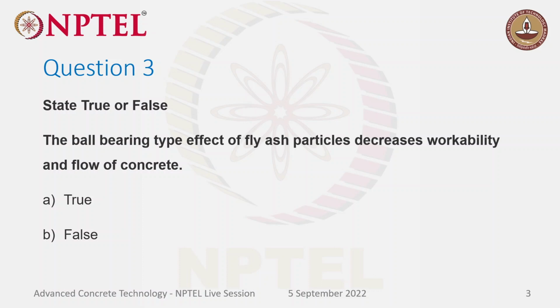So the next question is, the ball bearing type effect of fly ash particles decreases workability and flow of concrete. Here they're saying that fly ash has a particular effect called ball bearing type effect because of its particle shape, which decreases the workability and flow of concrete. Let me start the timer now. After a minute, we'll see the answer. Even after giving the solution, if you're not able to understand or if you have any query, please stop me at any time and we'll discuss.